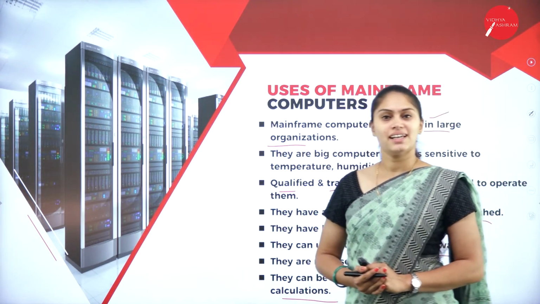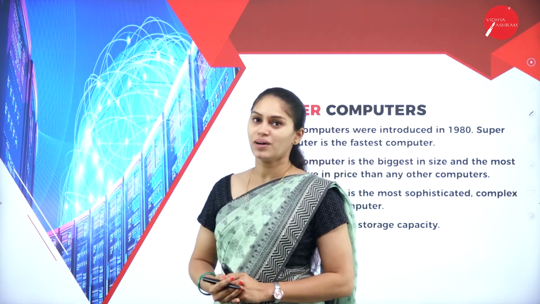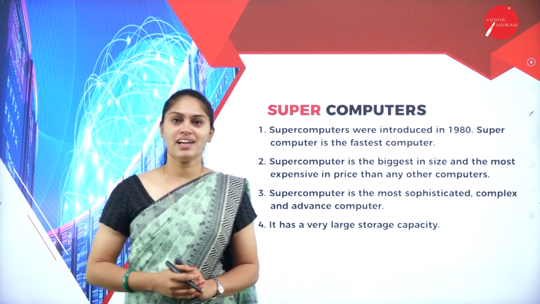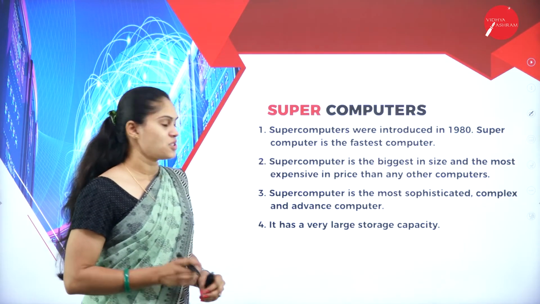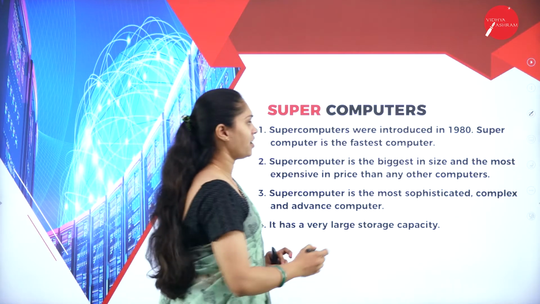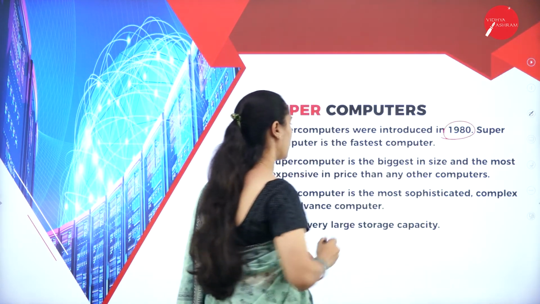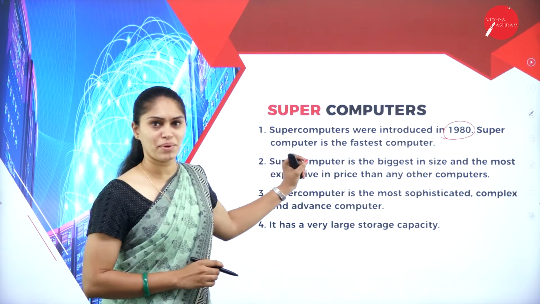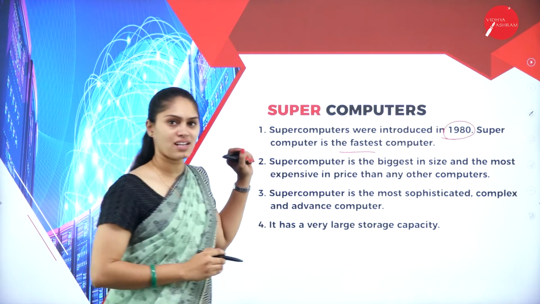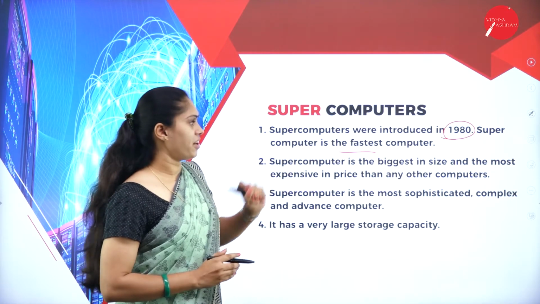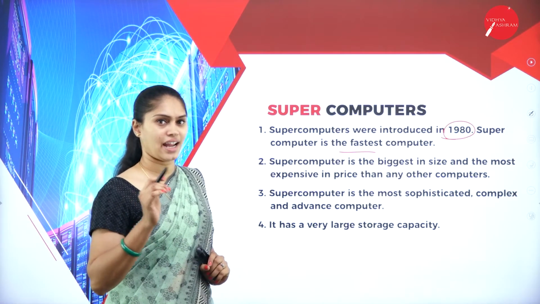So what is the last one that we have? That is the supercomputer. As the name indicates, it is super by nature. Why is it super? We'll see now. Supercomputers were introduced in the year 1980. Which is the fastest computer as of now? That is the supercomputer. It is the fastest computer. It was invented in the year 1980.